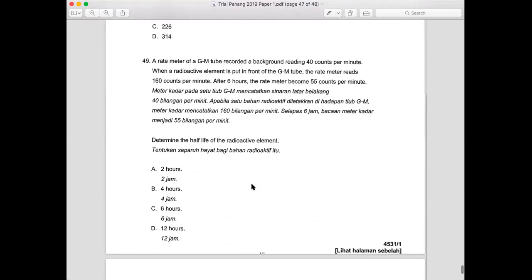Ini ada background reading. So you have to, the real reading of the GM, the initial kan dia tulis 160 counts. But the actual reading, the true reading, you kena buat 160 minus 40. So that's the actual reading. And then yang 55 after 6 hours ni bukan 55. 55 minus 40. So that means initial is 120. Yang final ialah 55 minus 15.